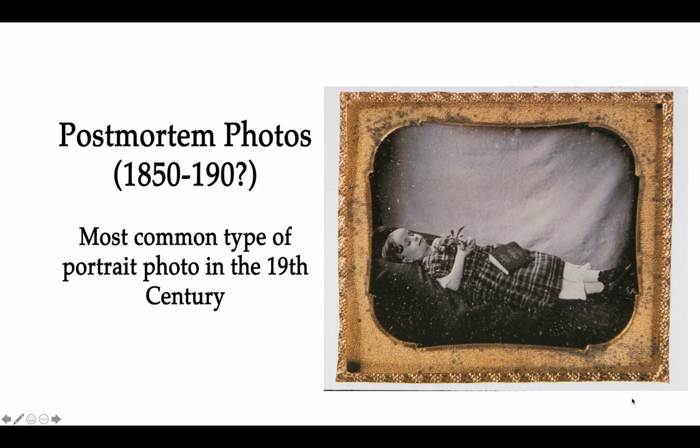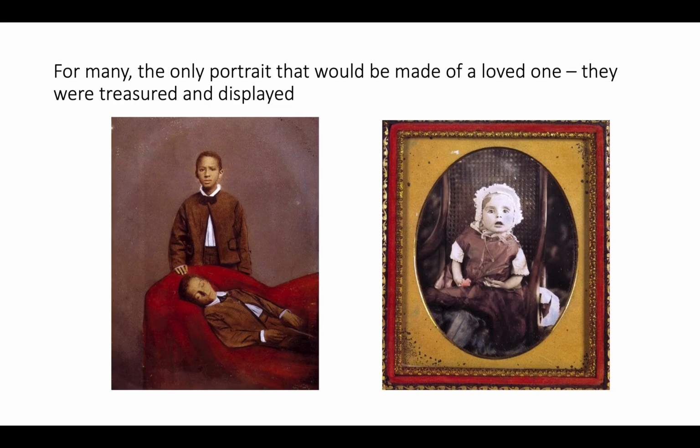Children died very frequently during this time period. Infant mortality and child mortality was high, and so you see a lot of photos of children laid out. This started with daguerreotypes up through ambrotypes. All the different types of photographs were made, and these would be put on the mantle. You would treasure them, you would display them. They're very, very melancholy. They were often hand-colored. This is a portrait of a young man who's lost his twin.